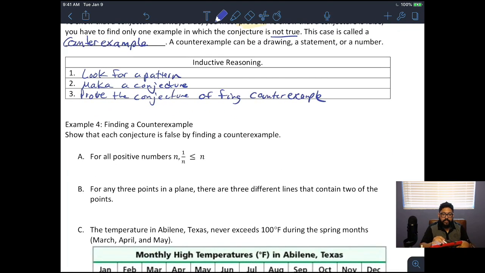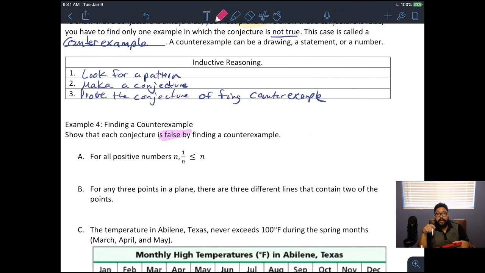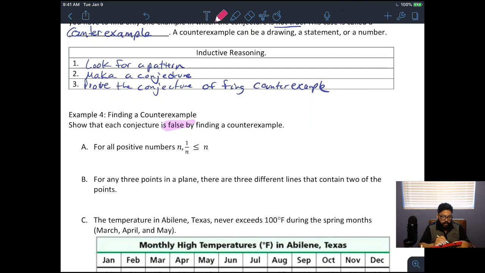Okay. So show that each conjecture is false. So here they're telling us ahead of time, hey, these guys are automatically going to be false. So we need to find an example that makes these things false. So for all positive numbers n, 1 over n is less than or equal to n. So we need to pick a positive number that makes this statement false. So let's see. What are some positive numbers? 1. 1 over 1 is less than or equal to 1. But that's true. So this doesn't work.